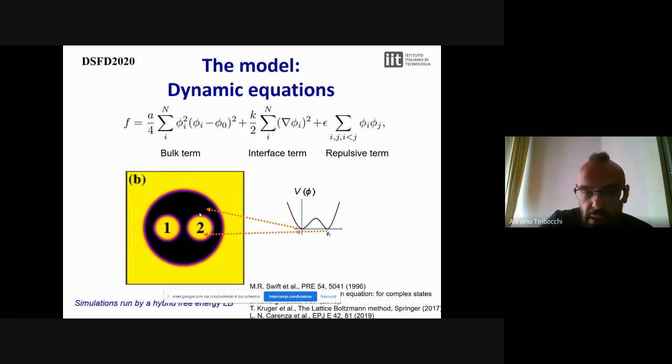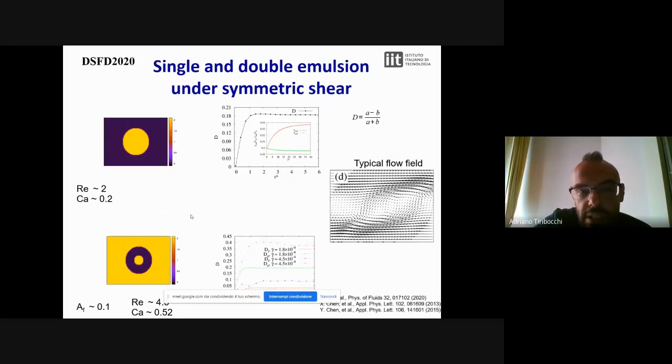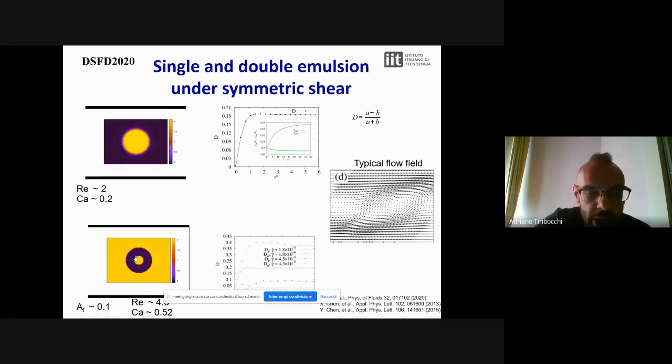So let's go a little bit into the details of the dynamic response of single and double emulsions. This is also rather well known in literature, what's the response of these systems under shear. I'm just showing this as a reference to compare with what happens when you include more than one droplet. I'm showing here a couple of movies. Imagine having an isolated droplet or a double emulsion. You see that under shear, this attains more or less a steady state, which is an elliptical shape.